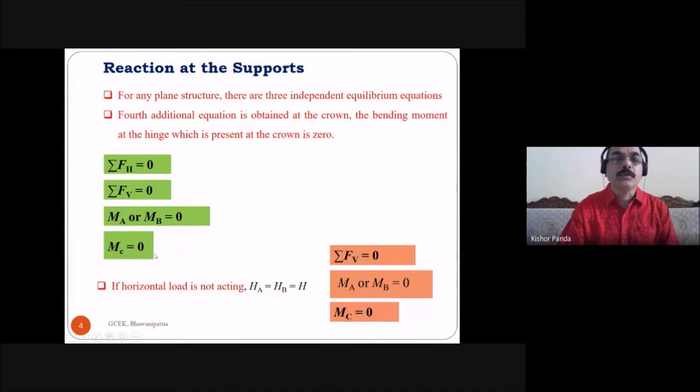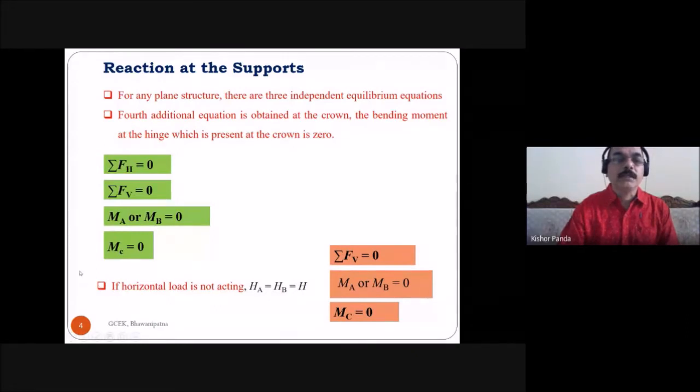This is the 4th additional equation, because these are the independent static equilibrium equations: the summation of Fh is equal to 0, the summation of Fv is equal to 0, and MA or MB is equal to 0. So these are the 3 static equilibrium equations, and you will get the 4th equation by taking the moment at the crown equal to 0.